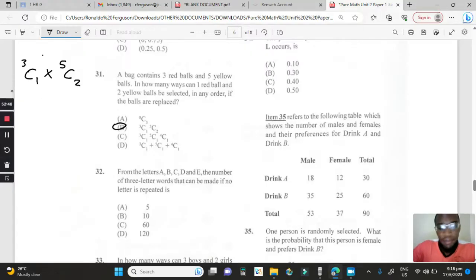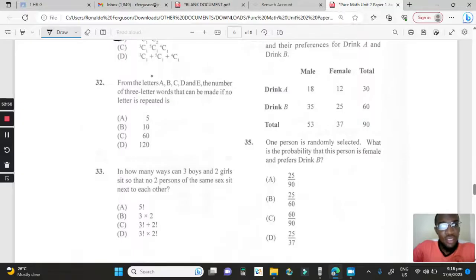We take it. Now, number 32, it says from the letters A, B, C, D, E, the number of 3-letter words that can be made if no letter is repeated. We want to find how many 3-letter words we can select. Remember we have 5 letters to choose from first, so any one of the 5 can go first. Then 4 letters remain, any one of the 4 letters can be chosen. Then any one of the 3 letters next. So 5 times 4 times 3 is 20 times 3, which is 60.